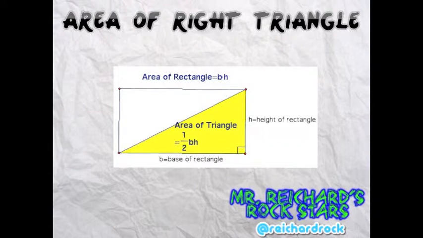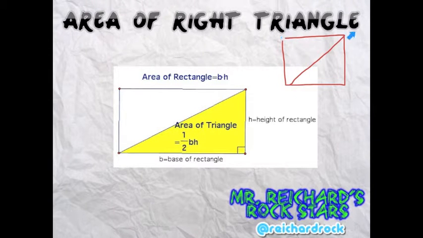Rock stars. So today we're going to look at the area of a right triangle. Now, if you remember in class, we took a square, or a rectangle you could also take. We calculated the area of that square and also the perimeter, the distance around the outside, and then I told you to fold that square in half. When you fold that square in half, you have subdivided that square into two right triangles.